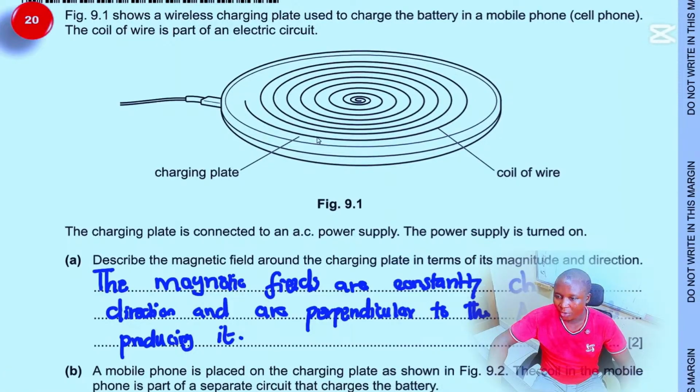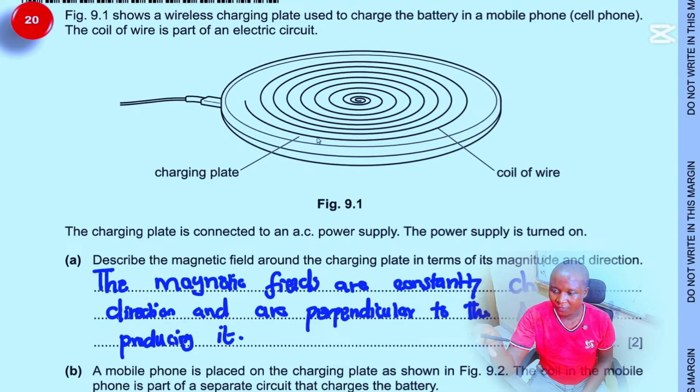Now, moving further to electromagnetic induction, remember, if a current is flowing through a conductor, magnetic fields will be created around that conductor. Describe the magnetic field around the charging plate in terms of magnitude and in terms of direction. The magnetic field which will be created here will be constantly changing size and direction, because this is AC current, alternating current.